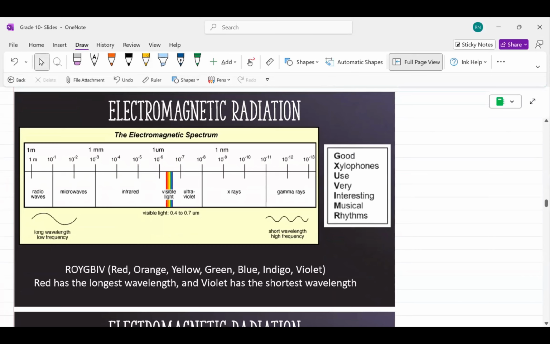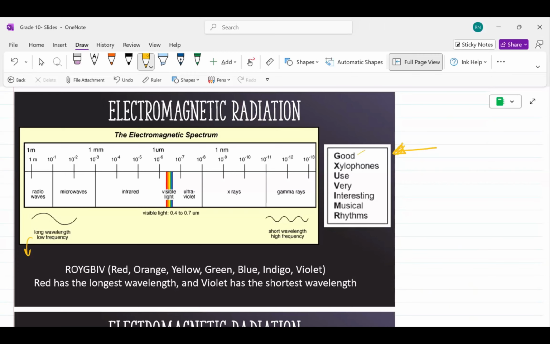Okay, electromagnetic radiation, this is where you get your different wavelengths and you get your electromagnetic spectrum. Now, one of the key things that you need to know is that wavelength is inversely proportional to frequency, right? And so if we have a long wavelength, so let's say radio waves have very long wavelengths, you guys probably have learned about some kind of mnemonic to remember the way that the electromagnetic spectrum is laid out. But I have this one over here. A good xylophones use very interesting musical rhythms. And this one is going from the shortest wavelength to the longest wavelength.